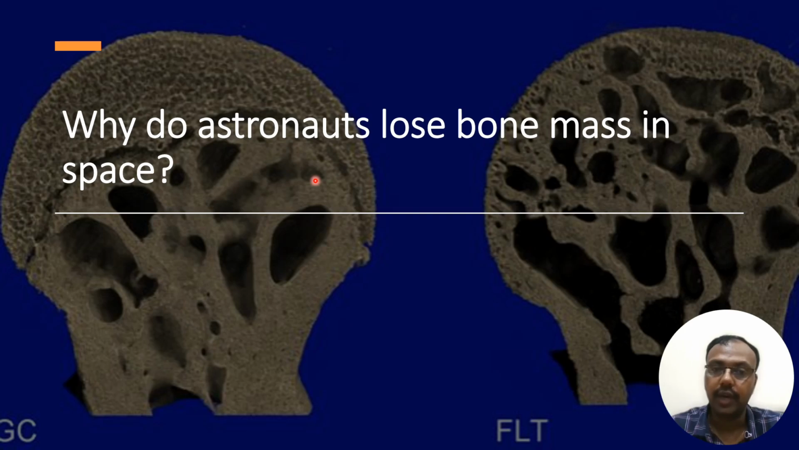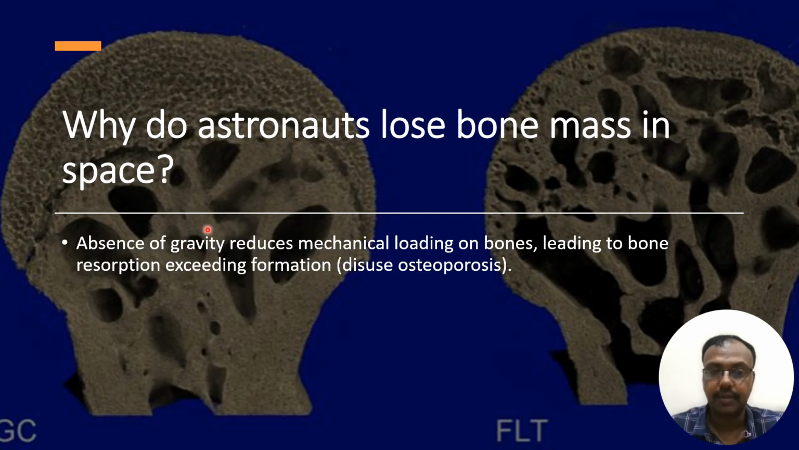Why do astronauts lose bone mass in space? Absence of gravity reduces mechanical loading on bones, leading to bone resorption, as in this diagram. So it exceeds the formation of the bone. That means the bone resorption is faster than the bone formation. That leads to loss in mass of the bone.